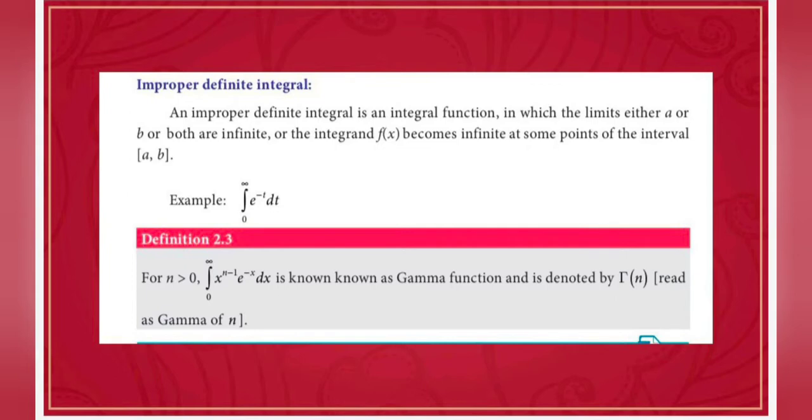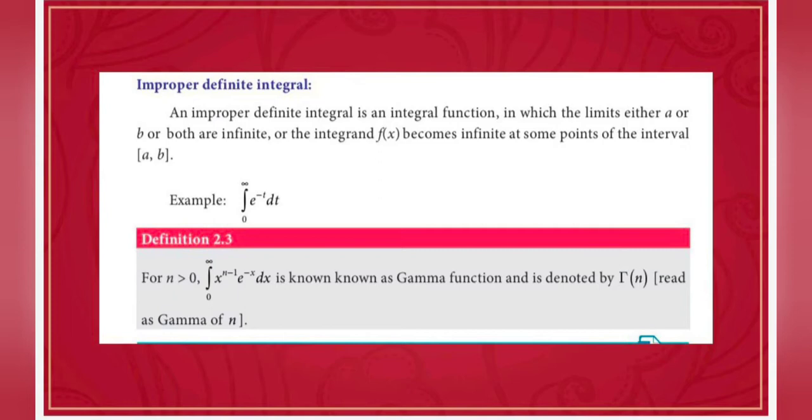For example, integral 0 to infinity e power minus t dt. You can see the lower limit is 0 and the upper limit is infinity. Which means obviously when you are applying the limit, one of the terms will go to infinity, and will not have any particular value. So that is what they are trying to say.